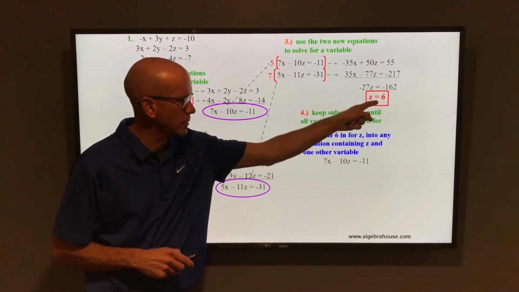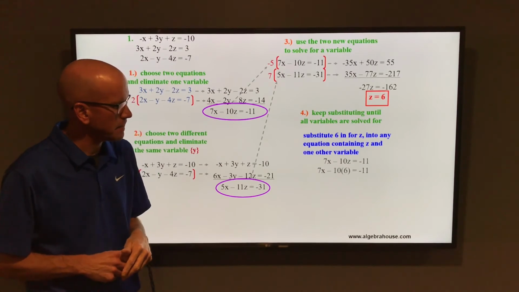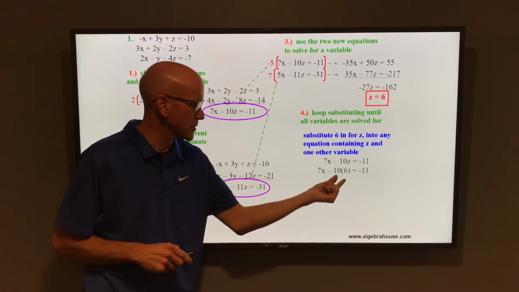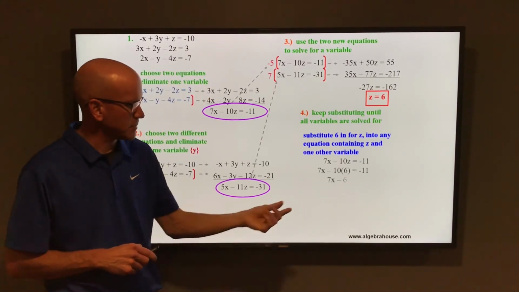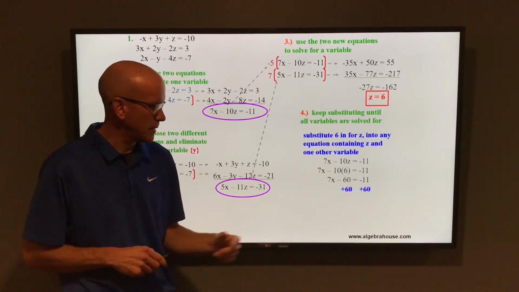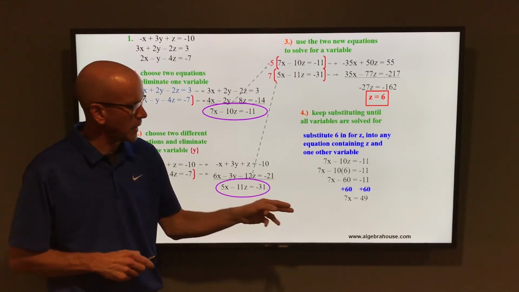I know the value of z is 6, so substitute that in. Put 6 in for z, so it's 7x minus 10 times 6 equals negative 11. Get 7x minus 60 equals negative 11. Add 60 to both sides. Have 7x equals 49. Then divide each side by 7, x equals 7.